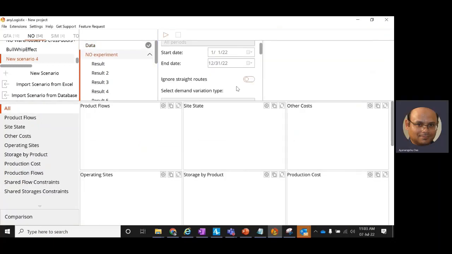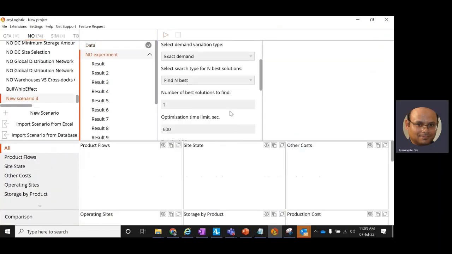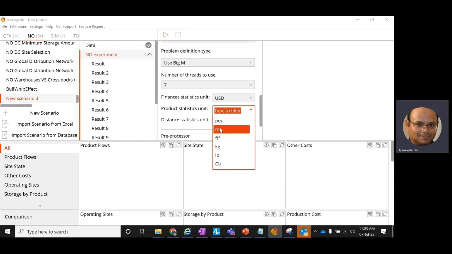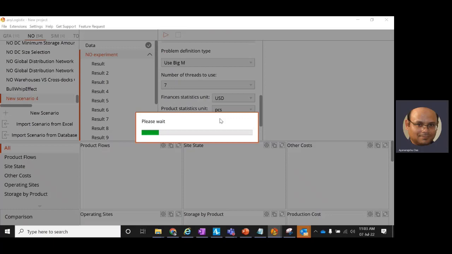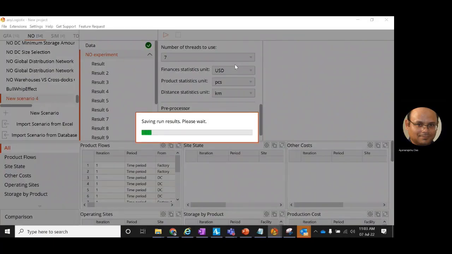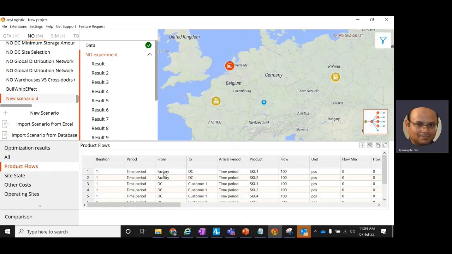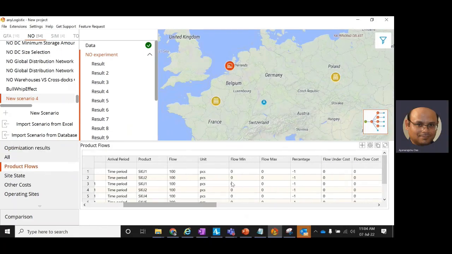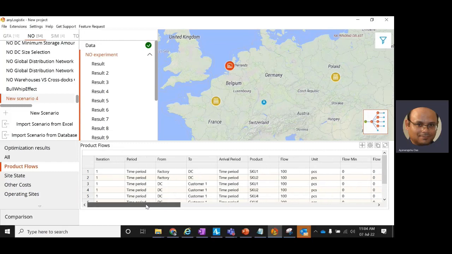Now in the experiment, we can either calculate the statistics in pieces or in CUs. And we see that the volume is being calculated in pieces as it is defined in the products table. Now we will see how to define the changes in the units table and unit conversions in the Excel template.